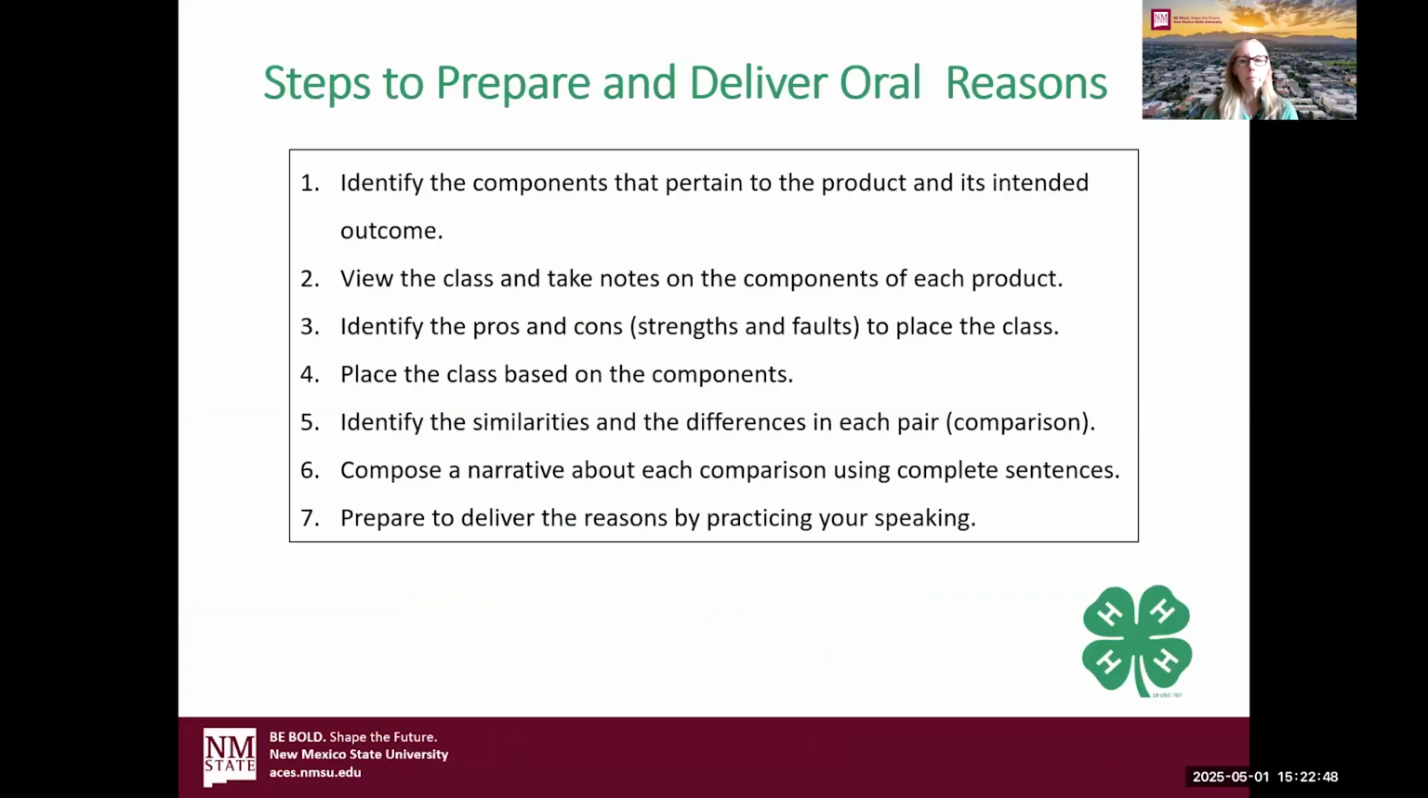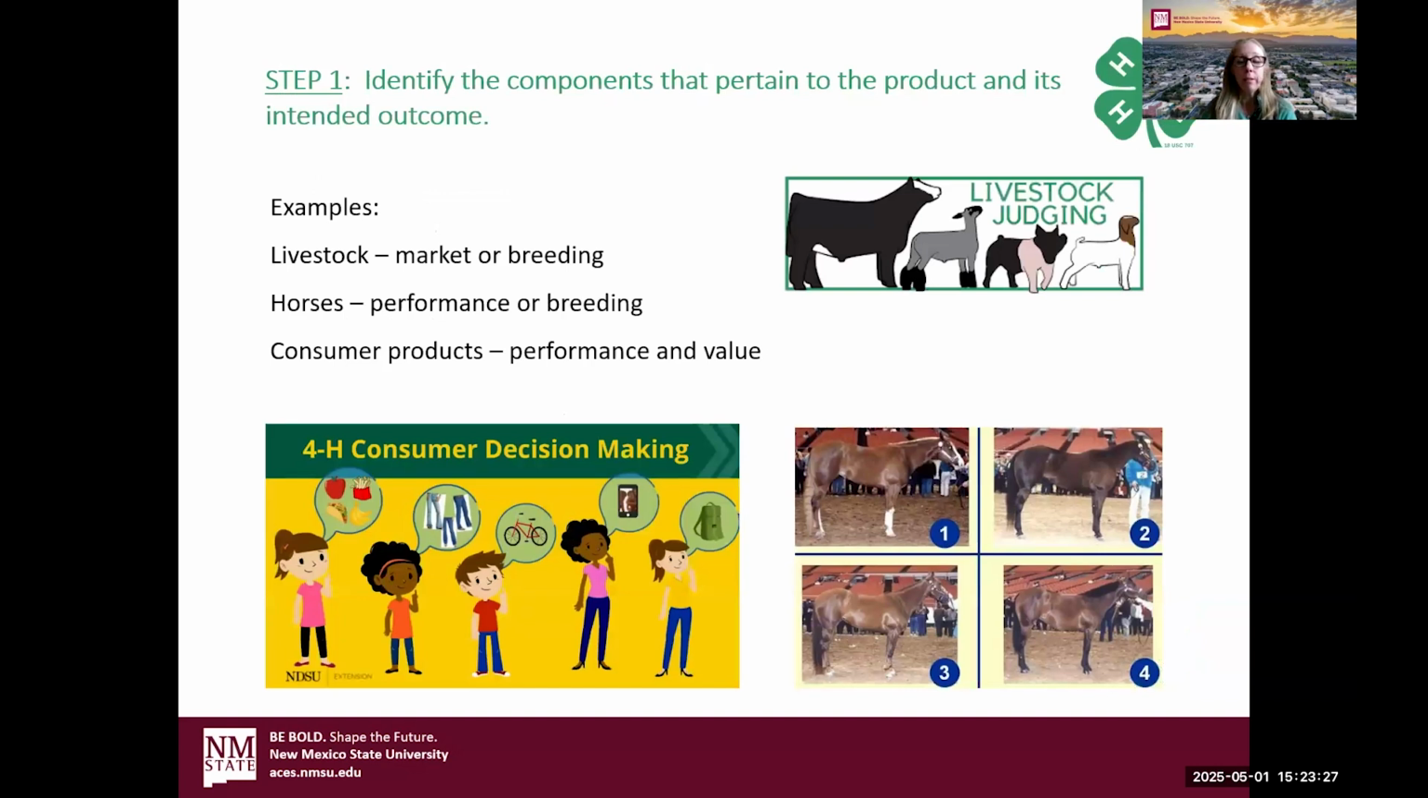We'll start by identifying the components that pertain to the product you're judging and its intended outcome. Then you'll view the class and take notes on those components for each product. You'll identify the pros and cons, or the strengths and the faults, in order to place that class. Then you'll place the class from best to worst. Then you'll identify the similarities and the differences in each pair in your comparison. You'll then compose a narrative about each comparison using complete sentences, and then finally prepare to deliver your reasons by practicing your speaking skills.